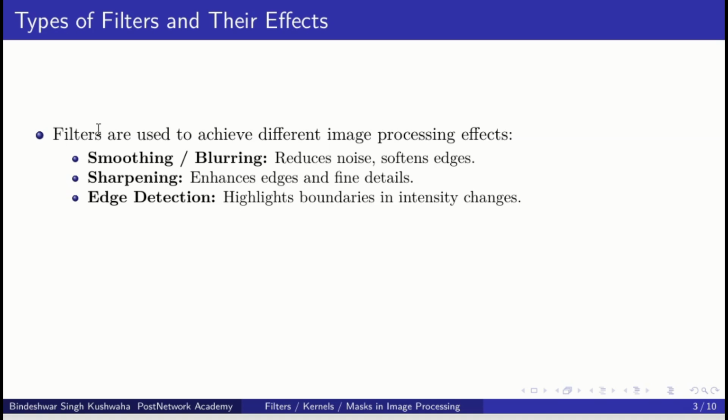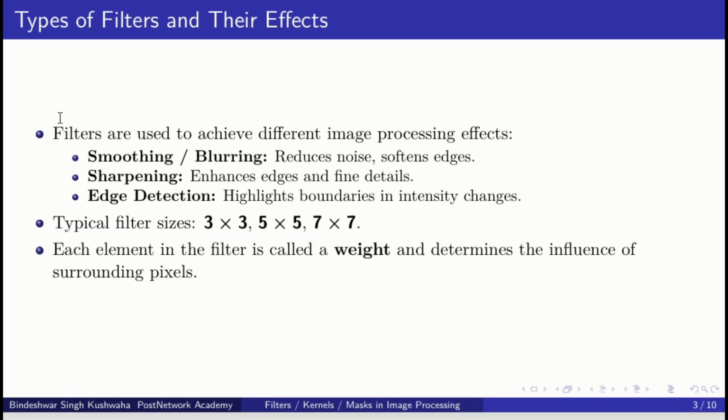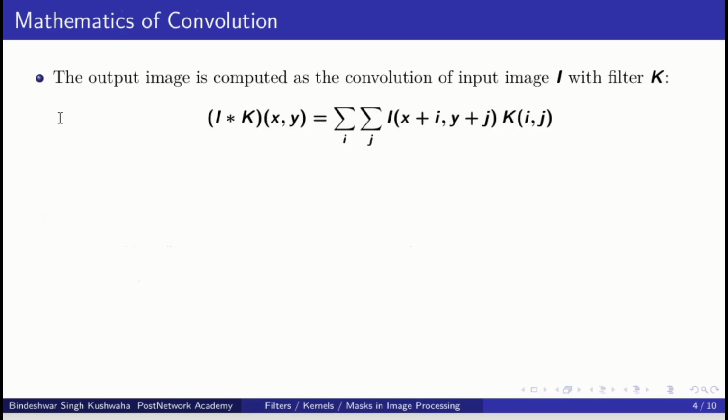For machine learning or deep learning, in deep learning, CNNs automatically extract the features, but it requires a filter matrix. Basically these are the typical filters: 3x3, 5x5 and 7x7 you can use. Each element in the filter is called a weight and determines the influence of surrounding pixels. So the value of the weight determines the influence of surrounding pixels.